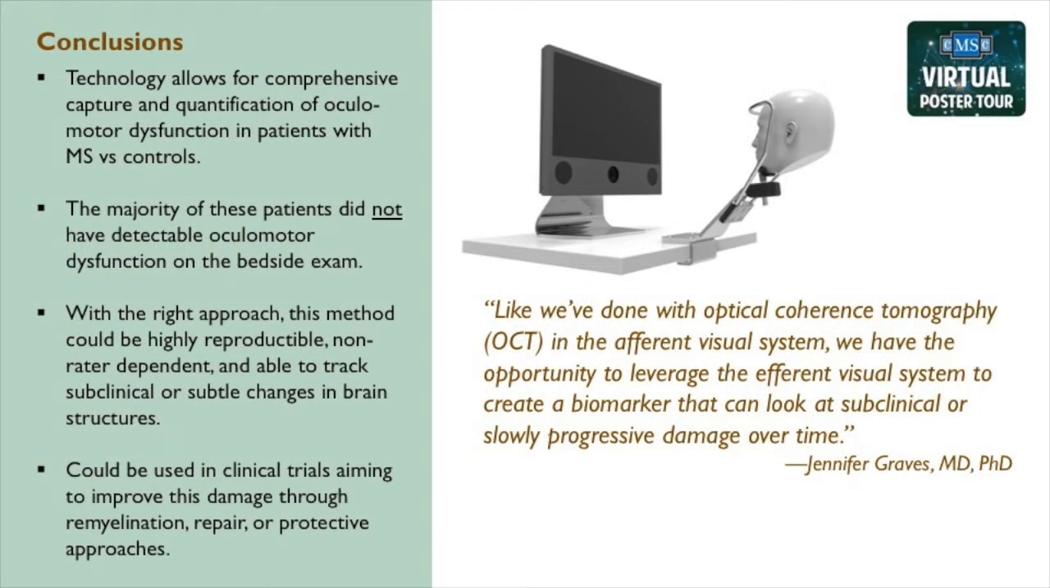You mentioned the potential for this measure as a biomarker in MS. Tell us a bit more about that. In multiple sclerosis, we have a largely unmet need to develop more quantitative measures that allow us over short time intervals and with high sensitivity and reproducibility to assess the amount of damage to the brain that a patient may have from their disease. Like we've done in the afferent visual system with optical coherence tomography, we have the opportunity to leverage the efferent visual system to create another biomarker that can look at subclinical or slowly progressive damage over time by tracking the smooth pursuit function.